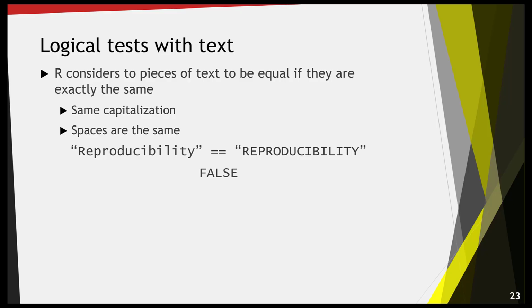So for example, if I were to take reproducibility and test whether or not it's equal to all capitals reproducibility, R will give me a false because every letter, capitalization, and space isn't exactly the same. These two pieces of text aren't identical. Likewise, if I take the word reproducibility and just put a space after it, it's not equal to the original reproducibility text. Again, because there's that extra space there, R says these are not the exact same pieces of text, therefore they're not equal to each other, and the result is false.